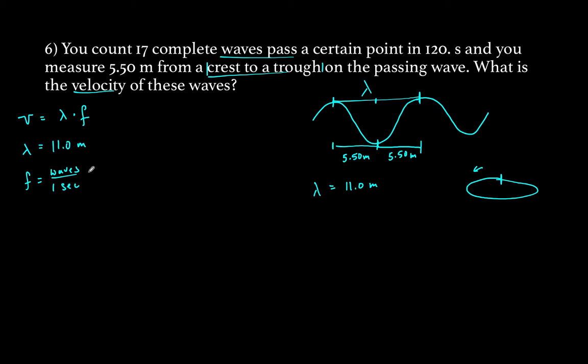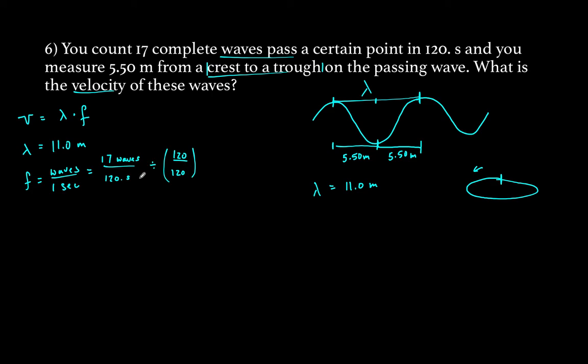Right here, we have 17 complete waves in 120 seconds. So if I want 17 waves in 120 seconds, and I want 1 at the bottom, then I am going to divide both sides by 120.